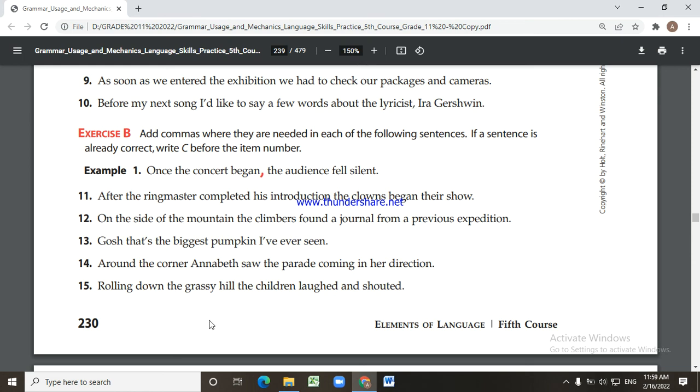So, the last one, 15, excellent. Rolling down the grassy hill, and then a comma, the children laughed and shouted. Okay, participial phrase, yeah. Okay, guys, thank you so much.